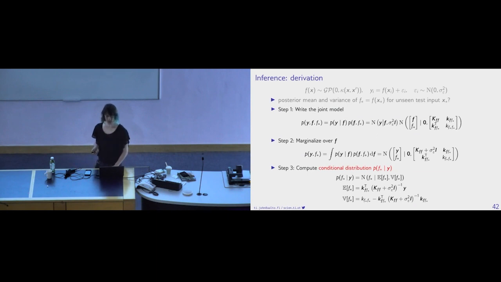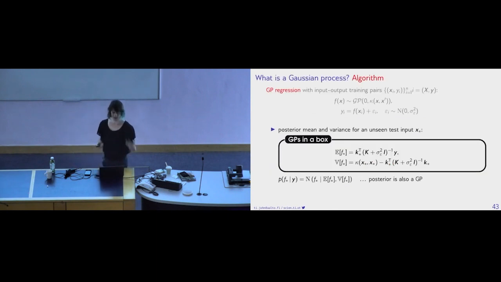And that brings me to GPs as an algorithm. So basically just that, plus some practical bits. But one important point is that the posterior in the Gaussian process model with the Gaussian likelihood is also a Gaussian process. So you end up with the same type of object as you had before. That generally makes for nice maths.